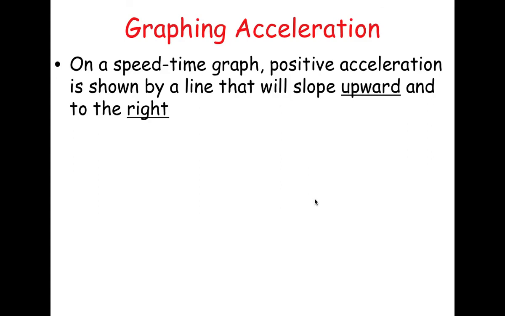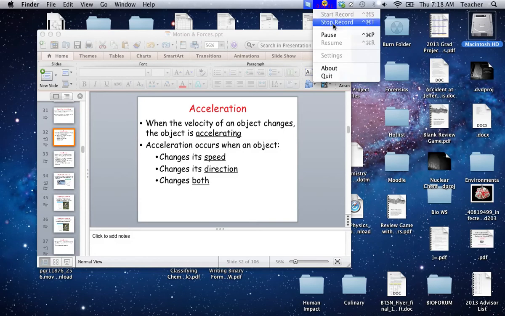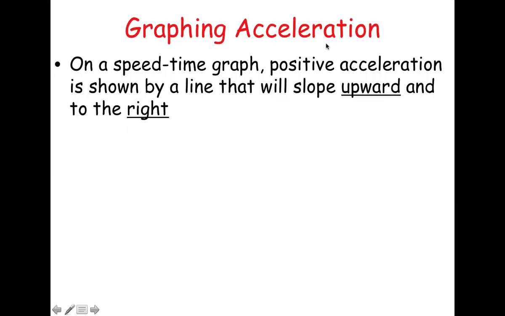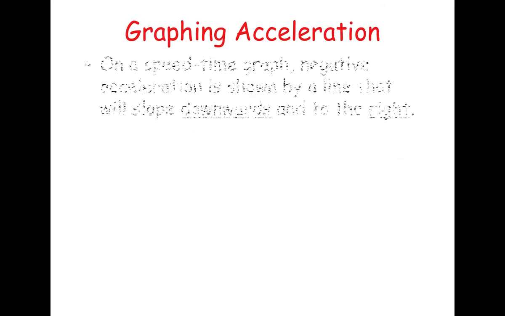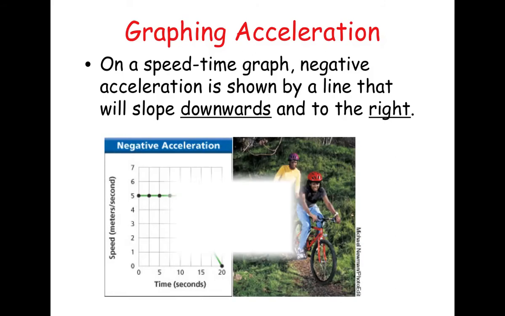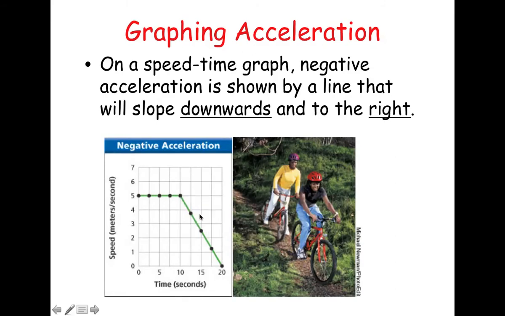Now, just like speed, we can actually graph acceleration. But what we have to do is we use a different type of graph. It is a speed versus time graph. So instead of distance versus time, we have speed versus time. So on the speed-time graph, and like I said before, it has to be speed versus time instead of distance over time. The positive acceleration will be shown this way. The slope of the line will be up and to the right. Now, negative acceleration, we get a downward slope and also to the right, because remember, time is passing. So this would be a deceleration.